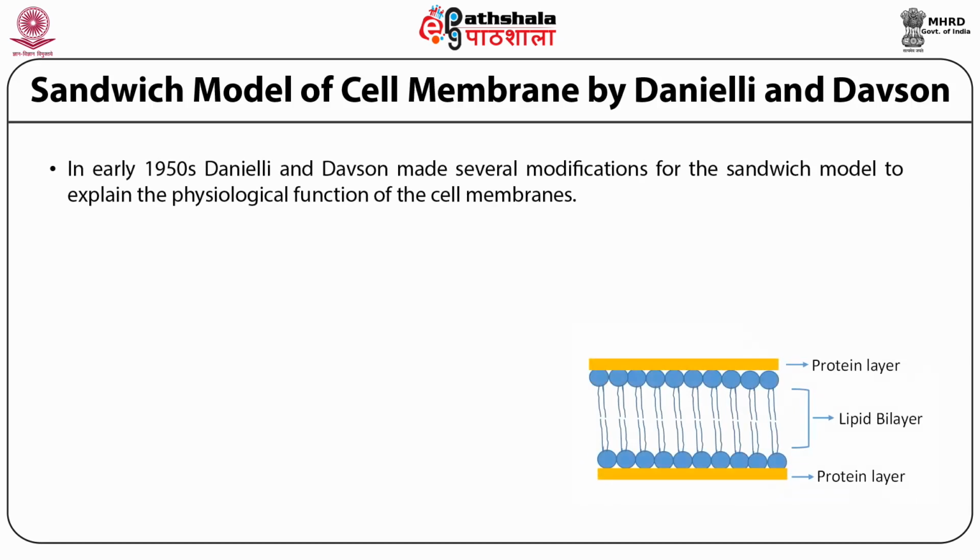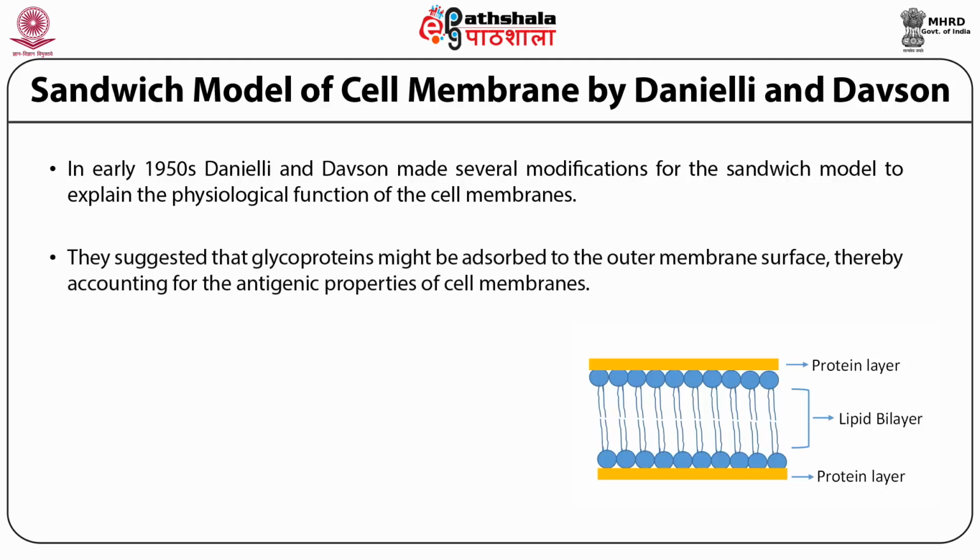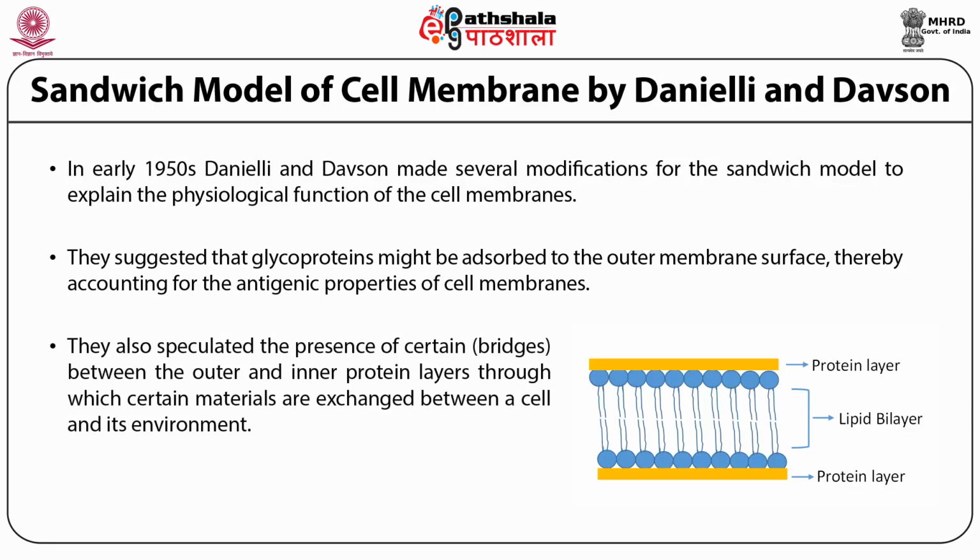In the early 1950s, Danielli and Davson made several modifications to the sandwich model to explain the physiological functions of the cell membrane. They suggested that glycoproteins might be adsorbed to the outer membrane surface, thereby accounting for the antigenic properties of the cell membranes. They also speculated the presence of certain bridges between the outer and inner protein layers through which certain materials are exchanged between a cell and its environment.